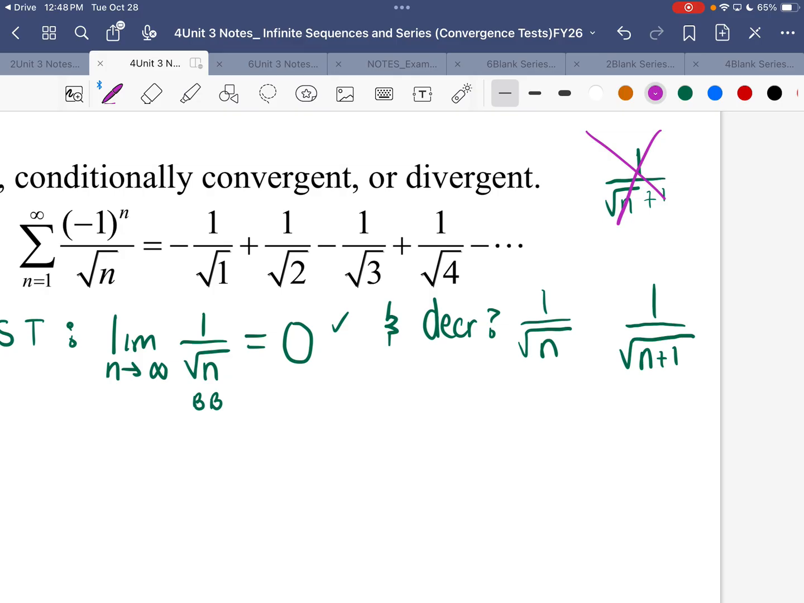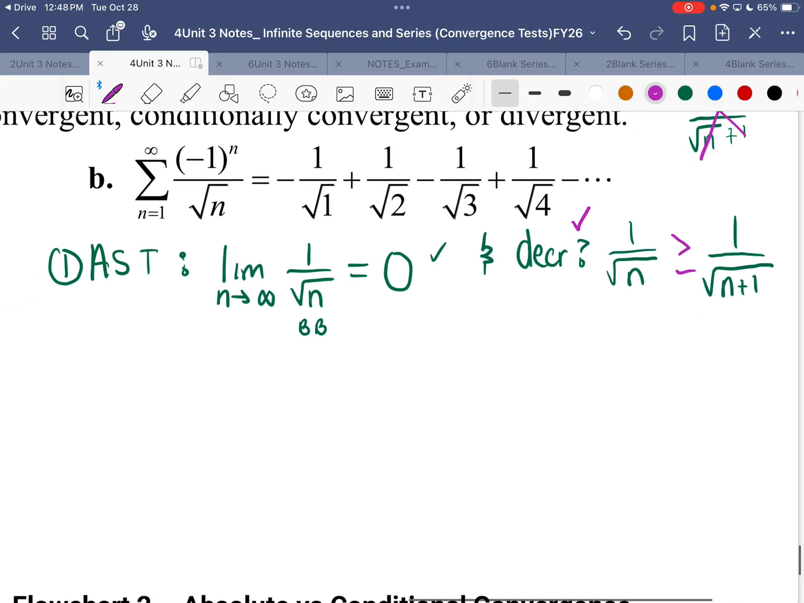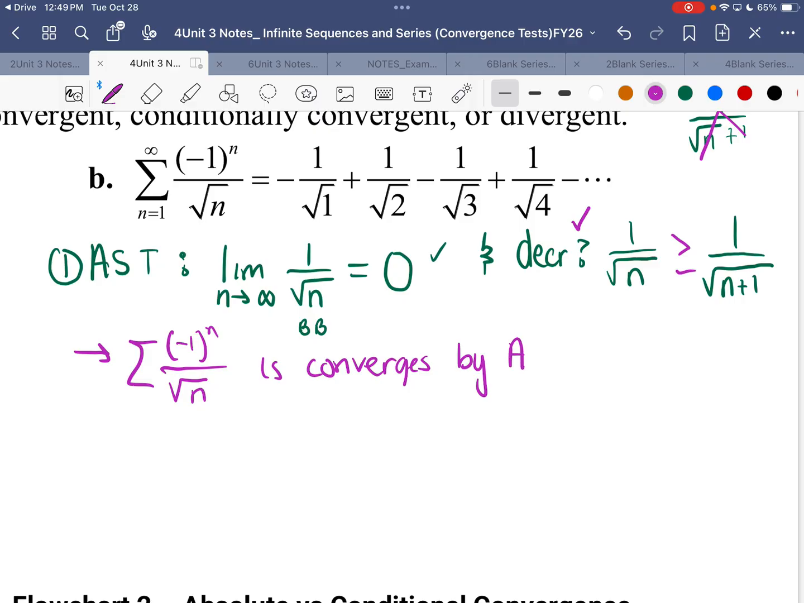Okay, so then is the denominator getting bigger? So then is the fraction getting smaller? Yes. This one's easy to tell because the numerator is not changing. It is decreasing. So because the limit is 0 and the function is decreasing, that means that (-1)^n over the square root of n is converging by the alternating series test. But now we have to figure out, is it absolutely convergent or just conditionally convergent?